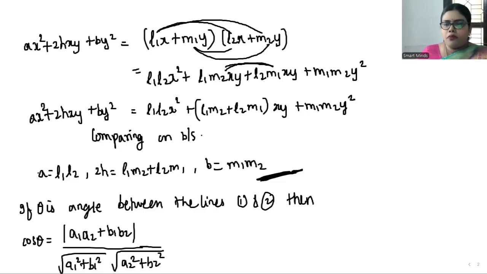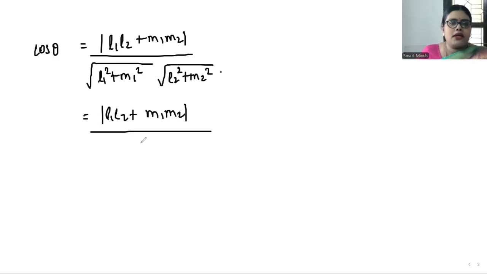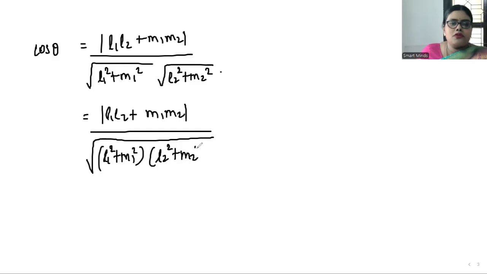Now we got the cos theta formula. Now in the place of a1 and a2, let us substitute l1 and l2. And in the place of b1, b2, let us substitute m1, m2. So that is mod l1 l2 plus m1 m2 by root over l1 square plus m1 square root over l2 square plus m2 square. Now that is mod l1 l2 plus m1 m2. In the denominator, two different square roots are there. We can put them in a single root. So l1 square plus m1 square into l2 square plus m2 square.